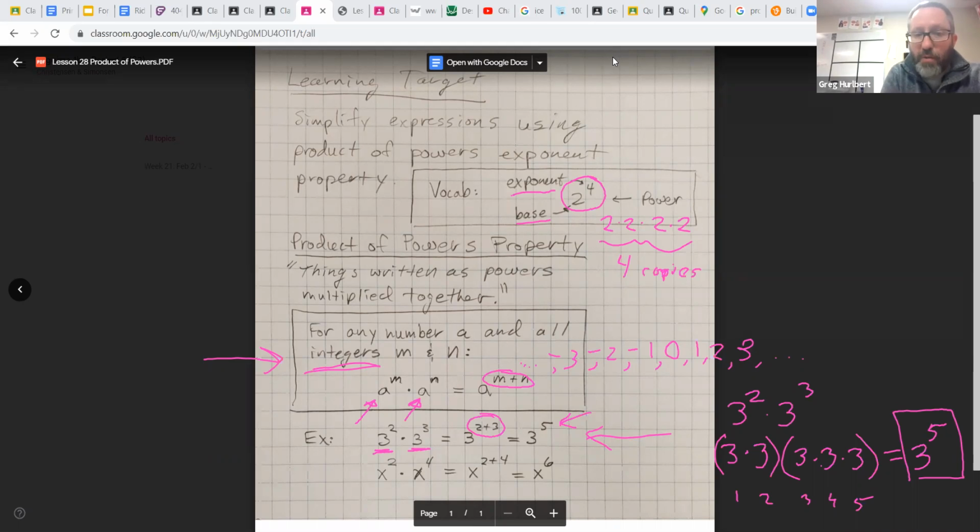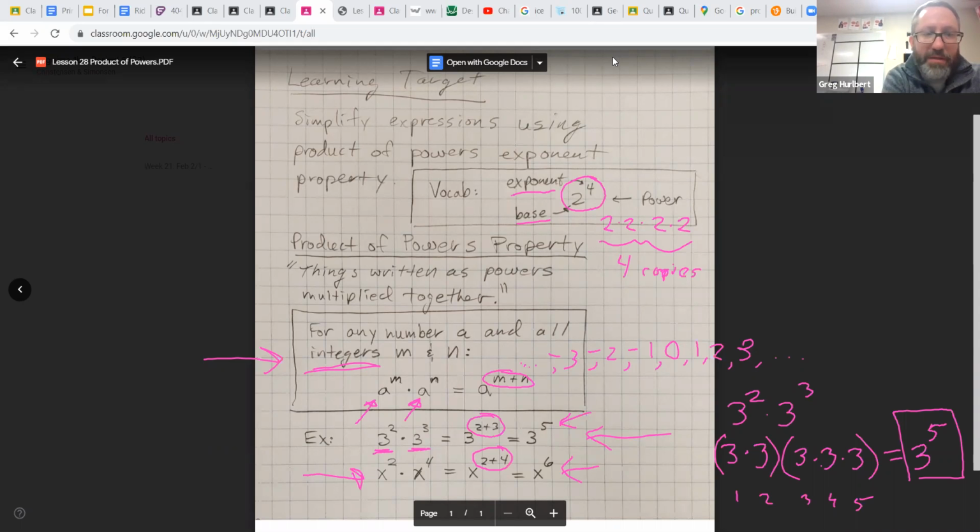Now, we said it also works with variables. So looking at the next example, here we don't know what x is, but as long as we have x, it's always the same thing. So if I see another x, I know it's still the same thing. So x squared times x to the 4th, since the bases are the same, I can add my exponents. That's the 2 plus the 4. 2 plus 4 makes 6. And so the new exponent is 6.